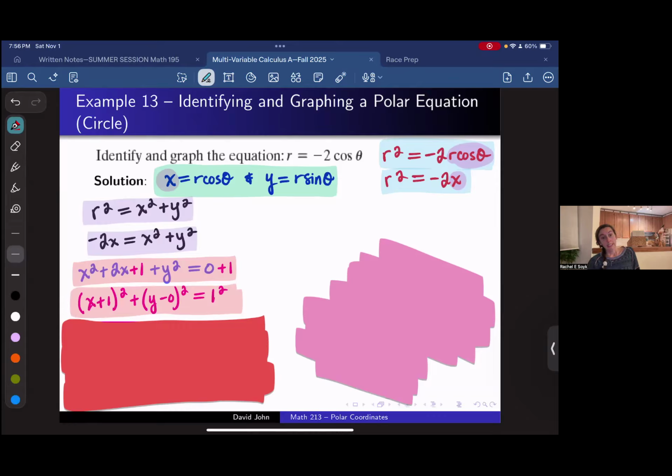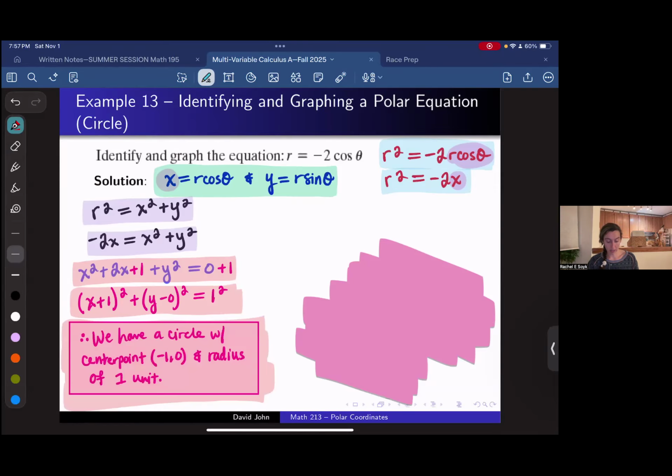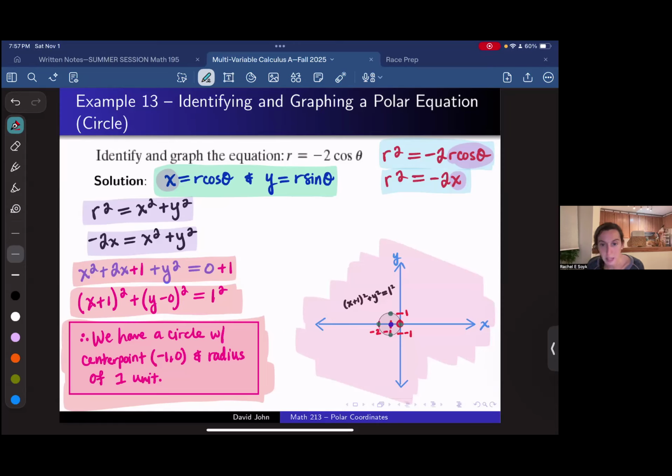We can very easily identify that we're dealing once again with a circle. We have a center point at -1, 0 and a radius of 1. So when we graph this, we graph our center point first, go up 1 unit, down 1 unit, to the left 1 unit, to the right 1 unit, plot those 4 points, create your circle, write the equation of the circle, and we are done.